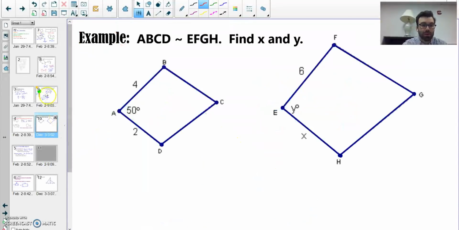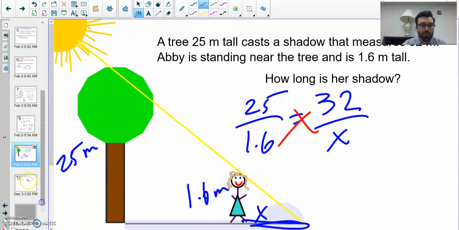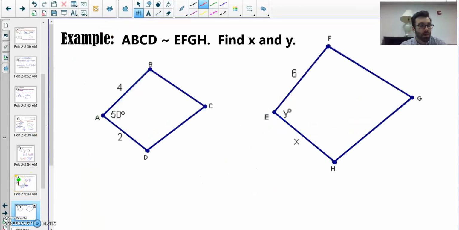Oh, boy. Okay. All right. Wow. Here we go. So let's do the last one. Remember, if two shapes are similar, then their corresponding angles are the same as well. So angle A corresponds with angle E. So right away I know that y equals 50. Boom.